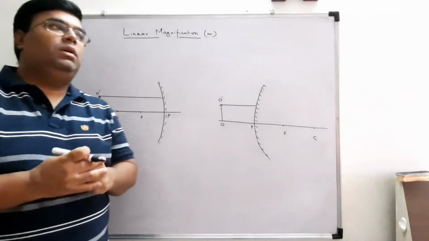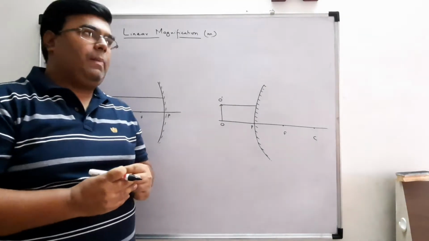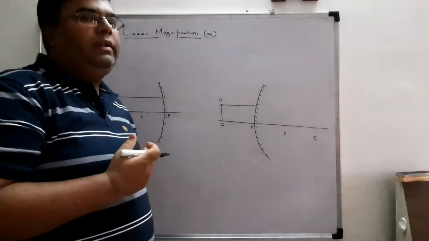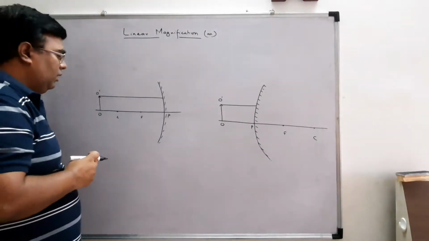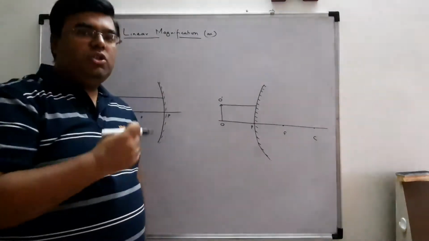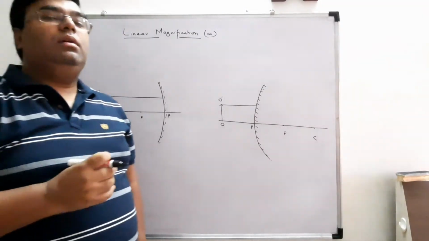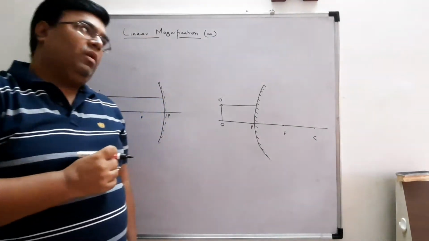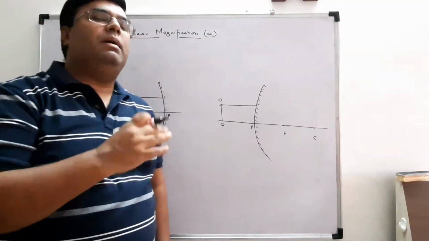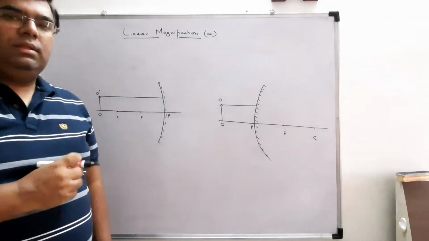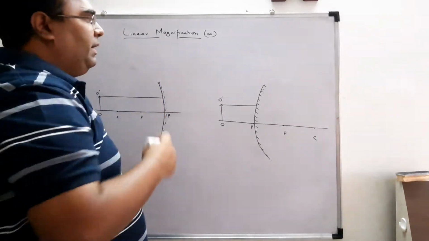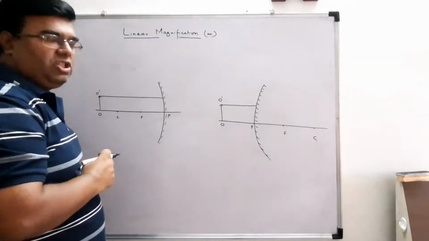Now we will learn about linear magnification. Linear magnification in mirrors. What is the meaning of linear magnification? Whenever we keep an object to get its image, the image size can be smaller than the object size, or it can be larger than the object size, or it can be the same as the object, right? These three conditions are there. So this is basically explained by linear magnification, right?